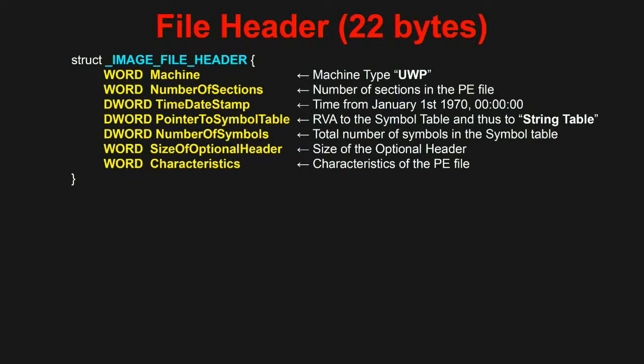File header. Now the file header consists of the machine type, number of sections, the time and date stamp when this particular file was compiled, pointer to the symbol table, number of symbols, and characteristics of the PE file. Now, how many of you know what UWP stands for? UWP. What does it mean? Universal Windows Platform. Exactly.